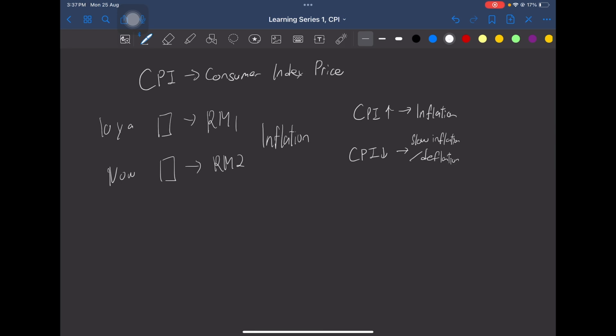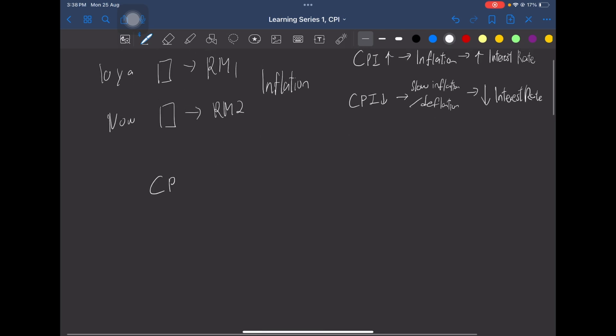So how does CPI affect the market? Well, here's the thing. If CPI increases, meaning we are in a status of high inflation, the prices of goods are very expensive and growing at a very fast pace. This is where central banks or federal governments, for example the US Fed, or in Malaysia the Bank Negara, will increase the interest rates. And for low CPI situations, indicating low inflation or deflation, the central bank will decrease the interest rates.